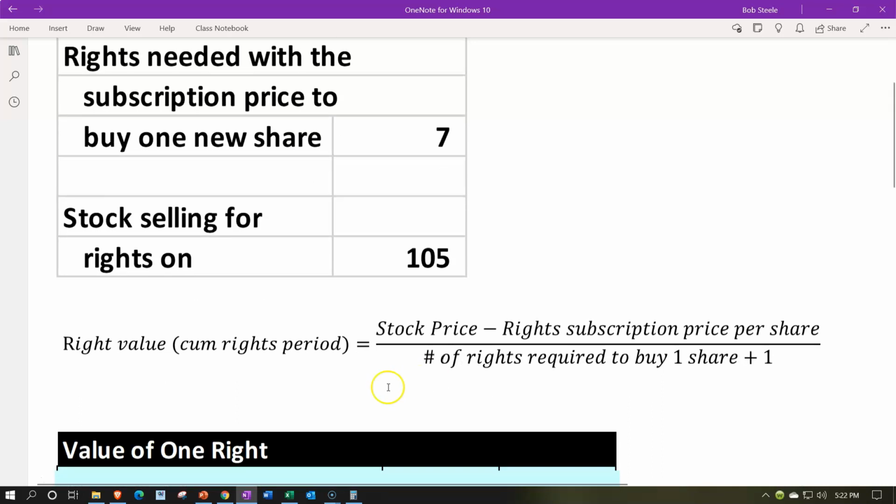We've got the right value. The cum-rights period is going to be equivalent to this calculation. We've got the stock price. This is going to be the value of the right itself, which we're trying to estimate. That's going to be the stock price minus the rights subscription price per share, divided by the number of rights required to buy one share plus 1.